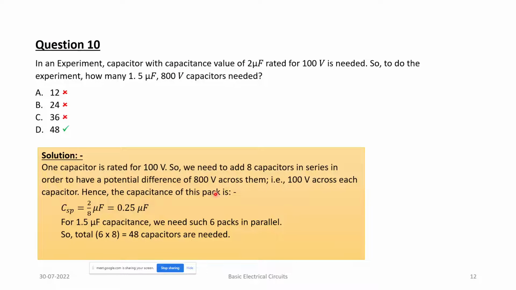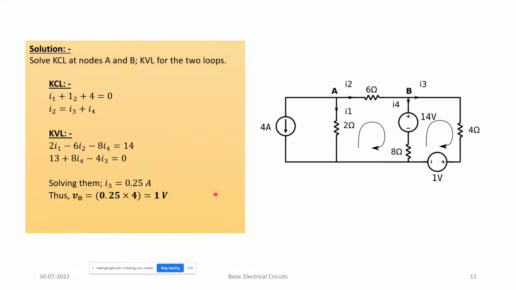Okay, the last question. In an experiment, a capacitor with a capacitance value of 2 microfarad rated for 100 volts is needed. To do the experiment, how many 1.5 microfarad, 800 volt capacitors are needed? Please don't see the solution. Please tell me how to do it.